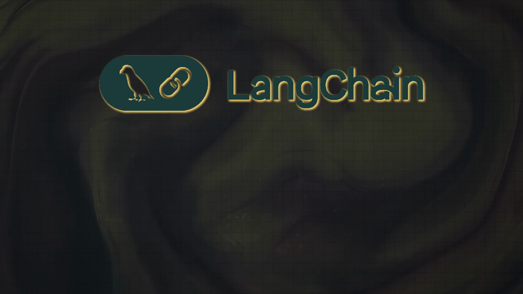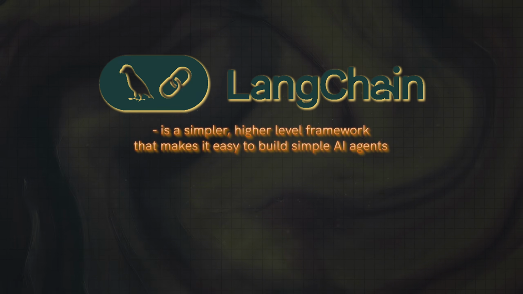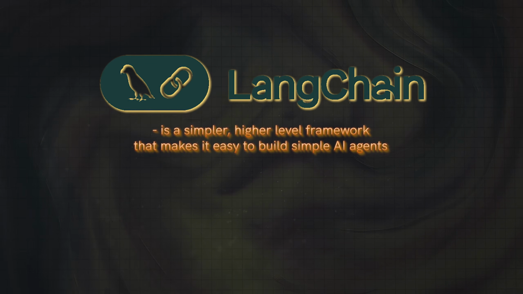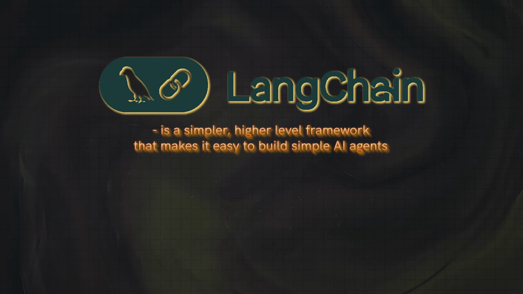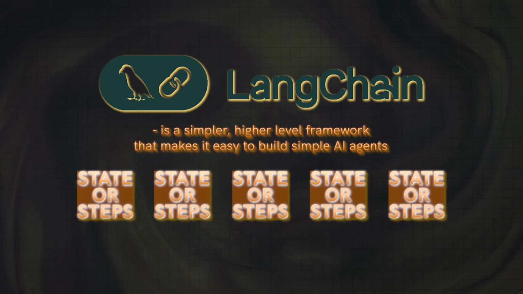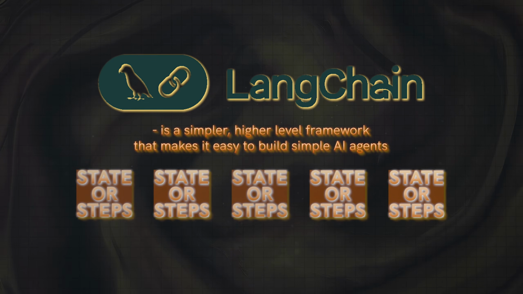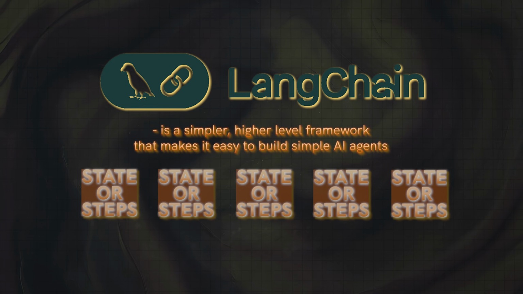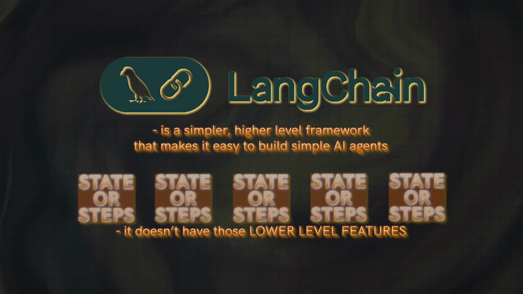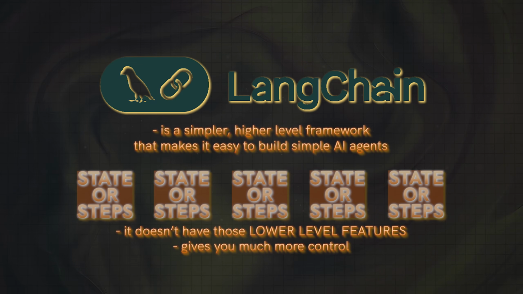If you're not familiar, there are modules like LangChain. LangChain is a simpler, higher level framework that makes it easy to build simple AI agents. But when you have a lot of state or you have a lot of steps, it can be difficult to orchestrate that agent because it doesn't have those lower level features. So LangGraph really just gives you much more control.